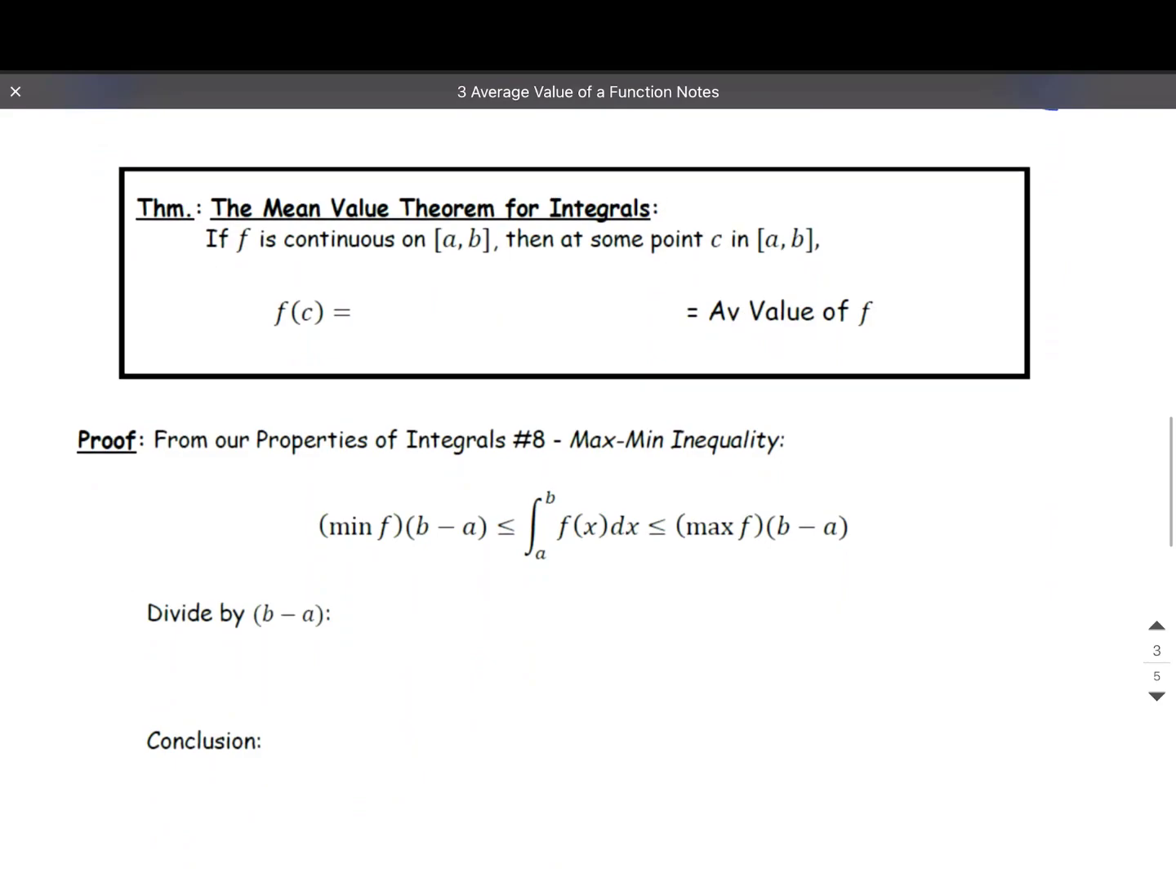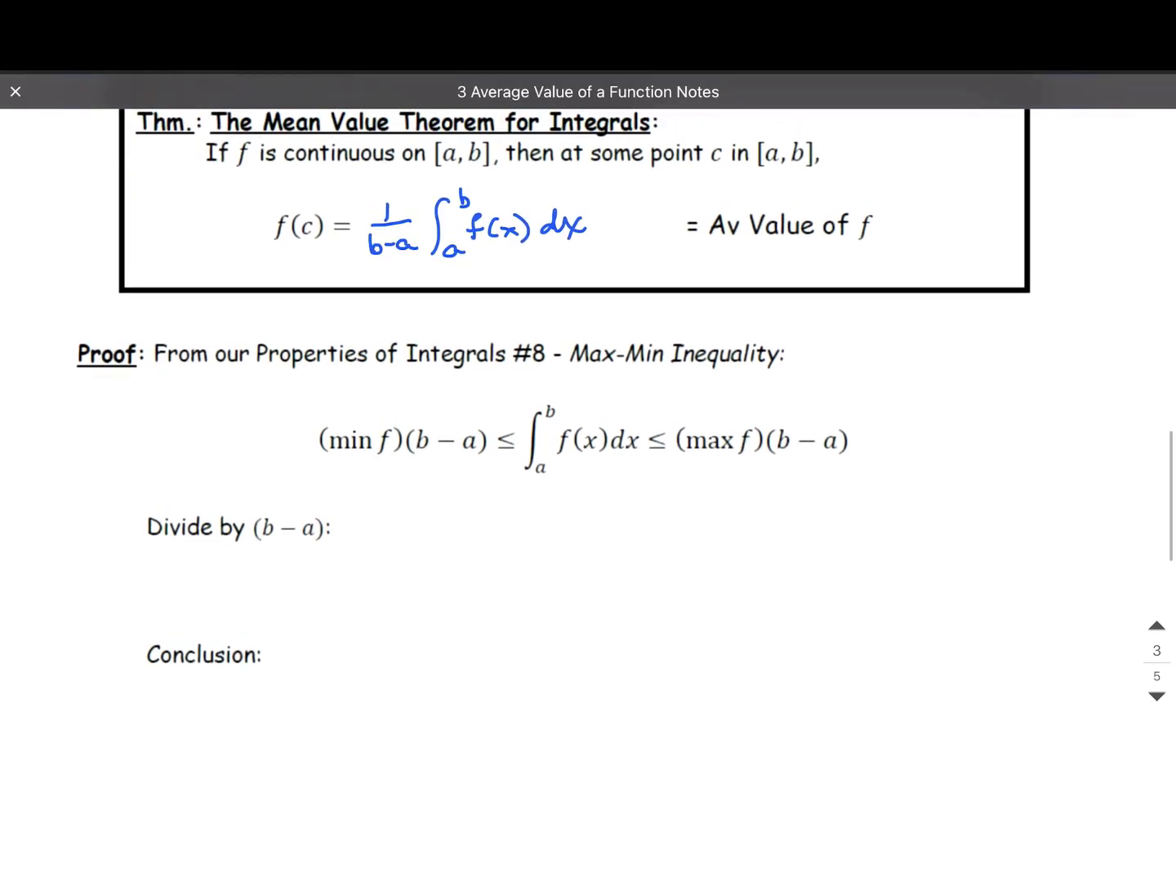Now, the mean value theorem for integrals, another way to say this: if f is continuous on the closed interval, then at some point c in that closed interval, the function value at c has to equal the average value. It has to happen because if it's continuous, just like the intermediate value theorem, the function has to take on all the values in between, which means the average value has to be achieved at some point. Now we can prove this theorem.